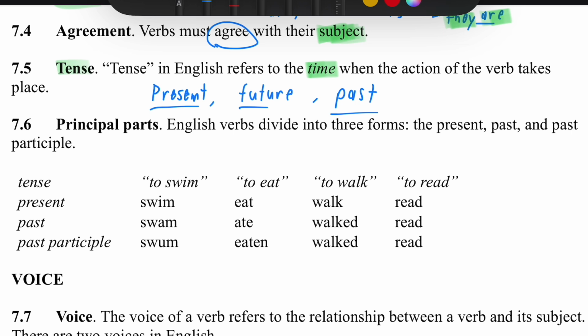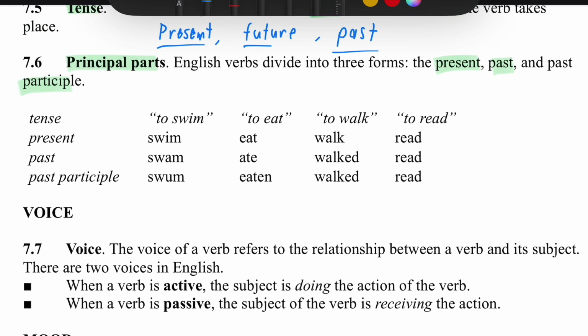So there are principal parts in English. English verbs divide into three forms, and these are the present, the past, and the past participle. So we see this exemplified here in this little paradigm where we have to swim, based on whether it's in the present principal part, swim, or in the past principal part, I swam, or the past participle, we had swum. Again, that usually requires the helping verb of had.